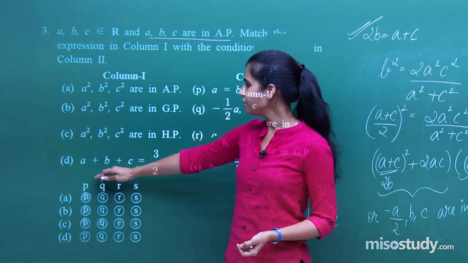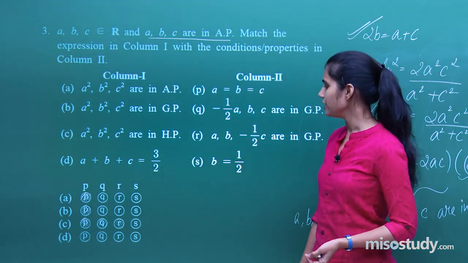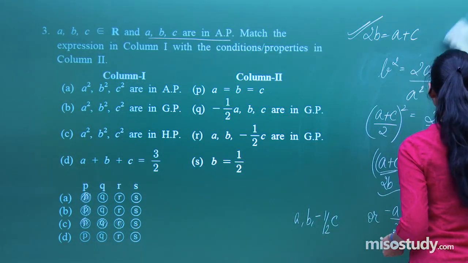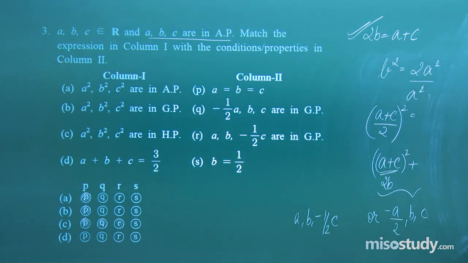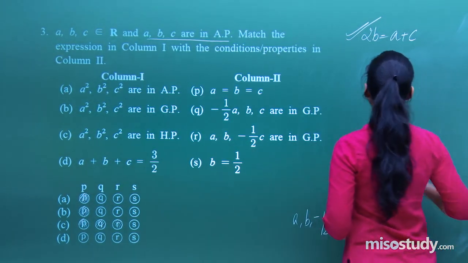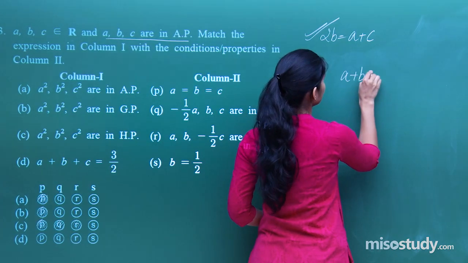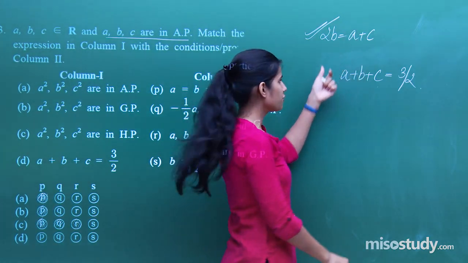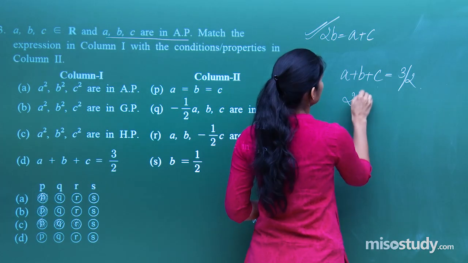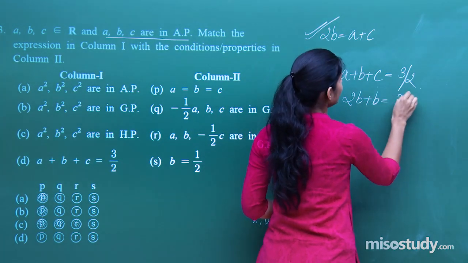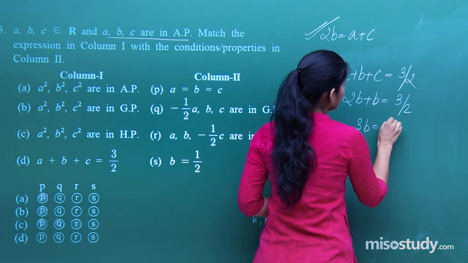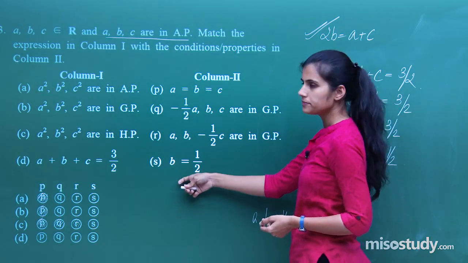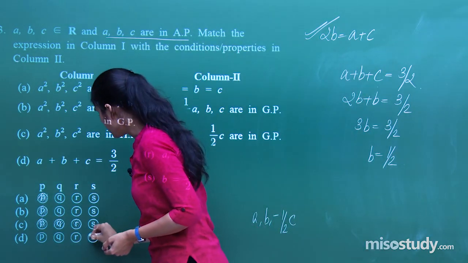Fine. Then you have D, that is A plus B plus C is 3 by 2. Then what among those are going to hold? So you have A plus B plus C is 3 by 2. You already know A plus C is twice of B. If A plus C is twice of B, plus B is 3 by 2. Thrice of B is 3 by 2, B is 1 by 2. So D is basically going to be shaded to S.